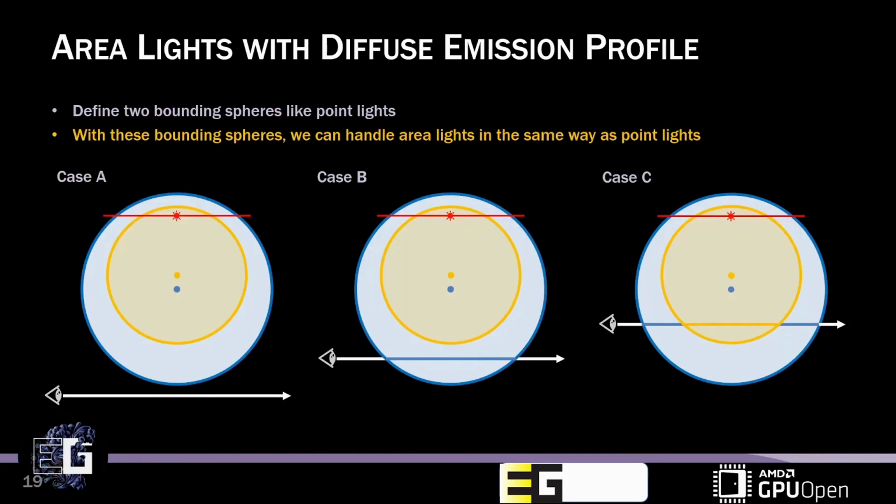With this bounding sphere, we can also define 2 bounds for area lights like the point light case. And with these 2 bounding spheres, we can handle area lights in a similar way to point lights, considering the same 3 cases. Again, in each figure, the blue sphere shows the outer bound, which represents the stochastic acceptance range, and the orange sphere shows the inner bound, which represents the 100% acceptance range.